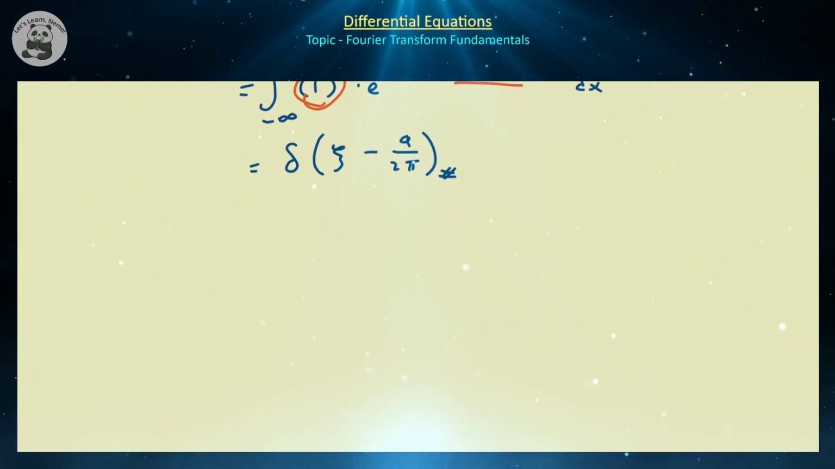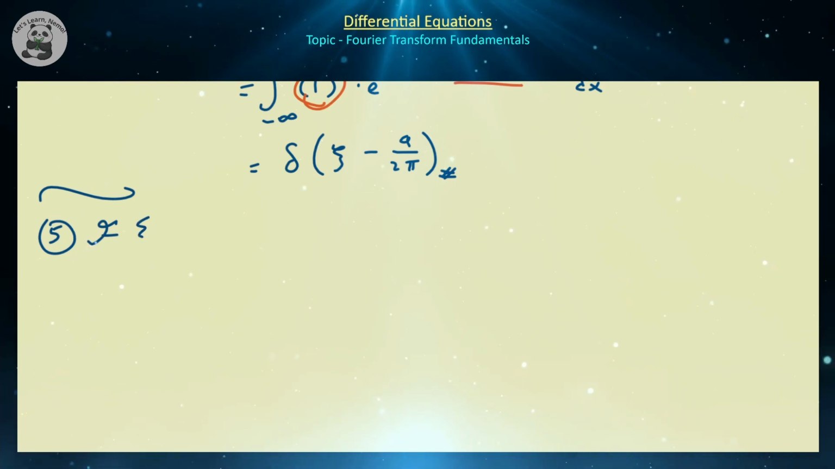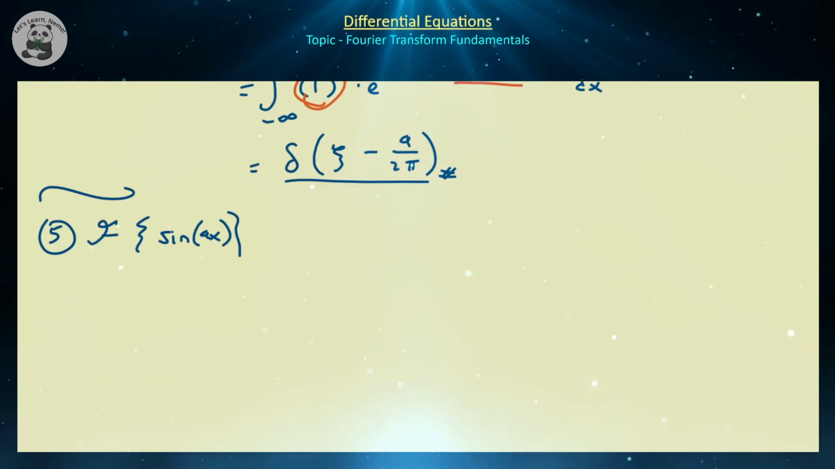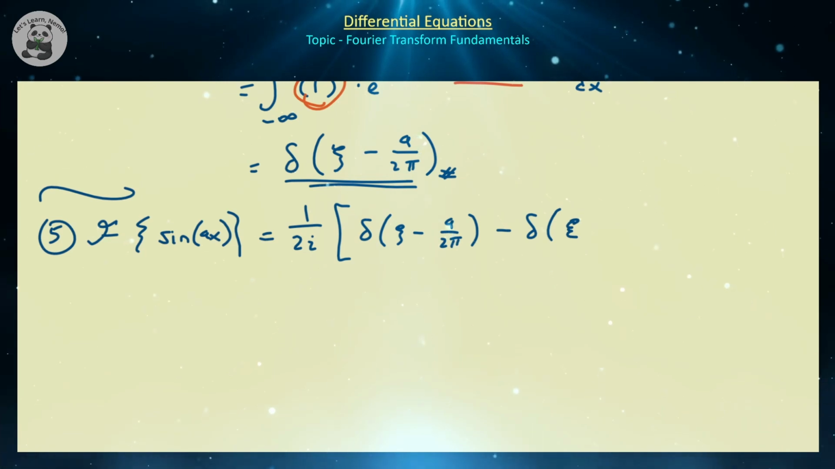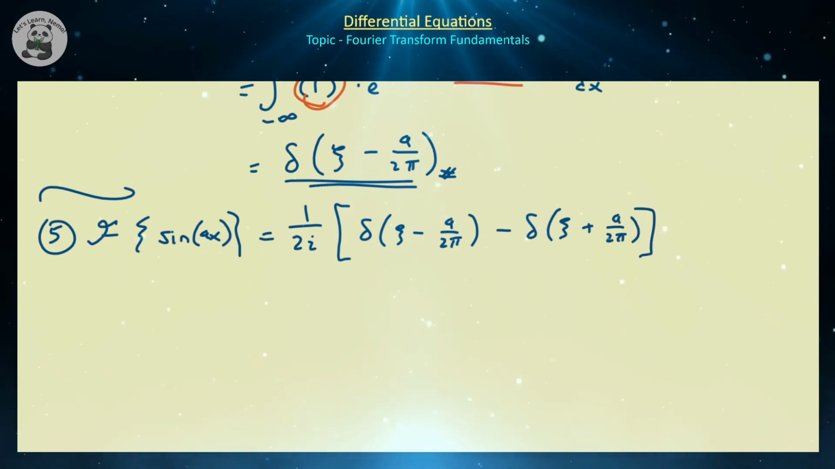If we know how to take the Fourier transform of the exponential function, then taking the Fourier transform of, for example, sine and cosine should not be that challenging. So what is the Fourier transform of the typical sine wave? Using this property here, I leave it for you as a very easy exercise. This is going to be 1 over 2i times the Dirac distribution of psi minus a over 2 pi minus Dirac delta of psi plus a over 2 pi.